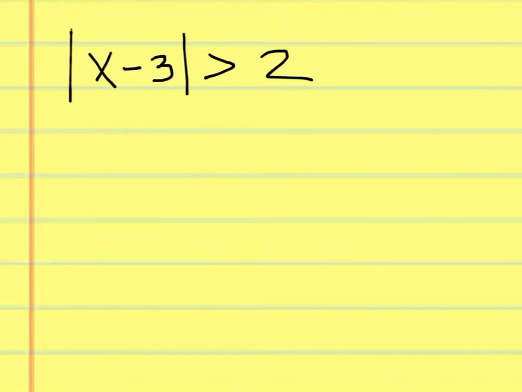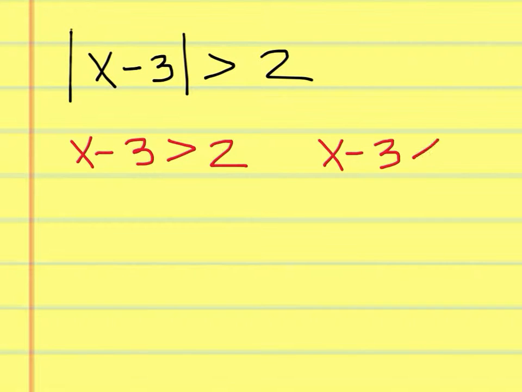The first one is x minus 3 greater than 2. And notice that's the way it's written without the brackets. But the other one that you must also solve is x minus 3, but flip the inequality sign and change the sign of the number out on the right. Once you do that, you have to go back through and solve both inequalities.